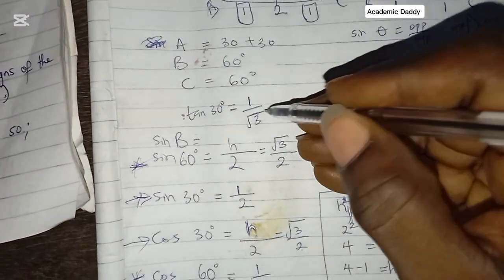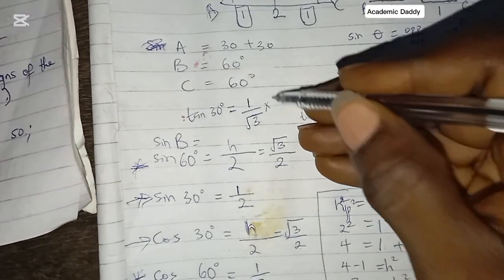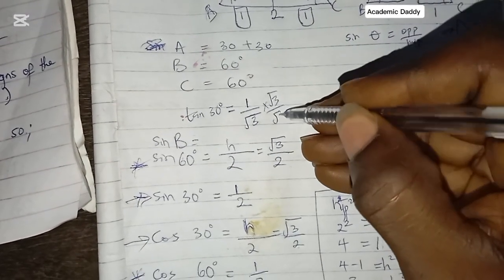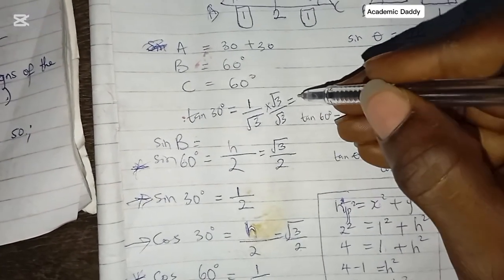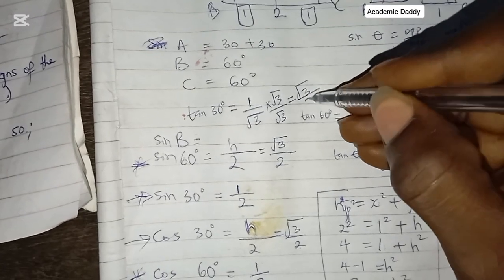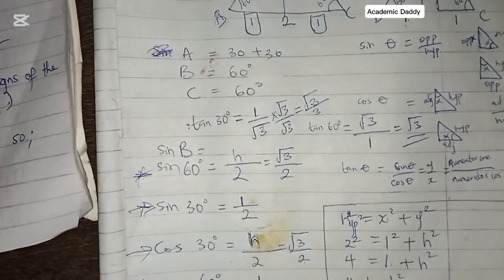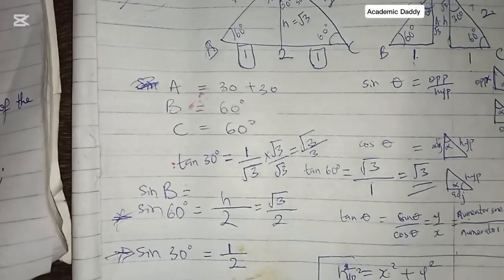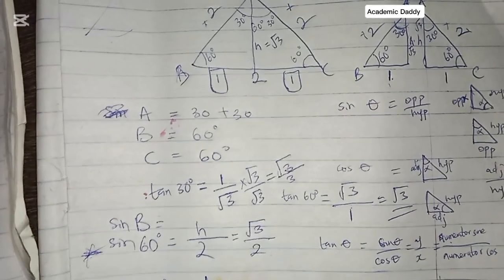Anything that has to do with roots cannot be at the denominator. So you do times root 3 all over root 3. So that this gives you root 3 over 3. Root 3 over 3. Very simple.